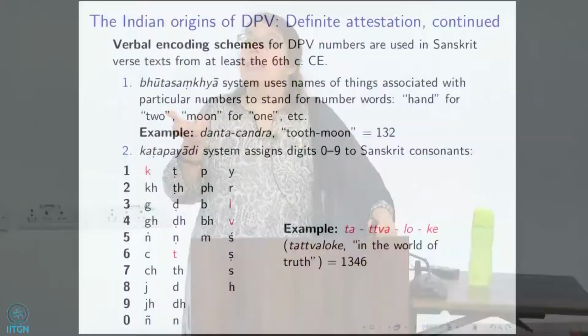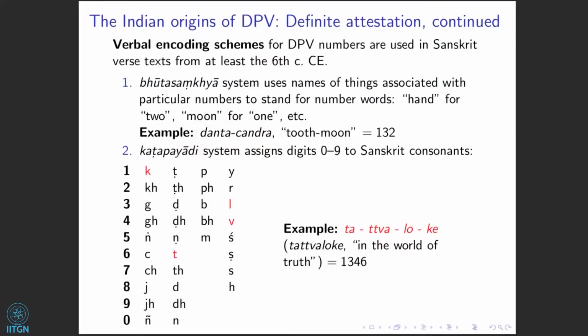Is that clear now? So when you say tatva loke, you have the ta and the va and the la and the ka, and that makes the sequence 6, 4, 3, 1. But you understand that in reverse as 1,346. Other questions? Yeah.